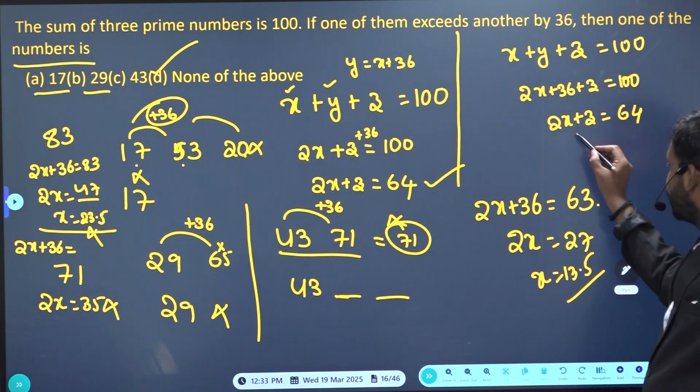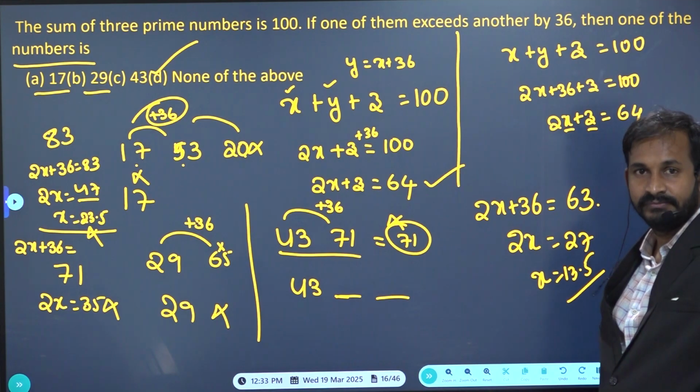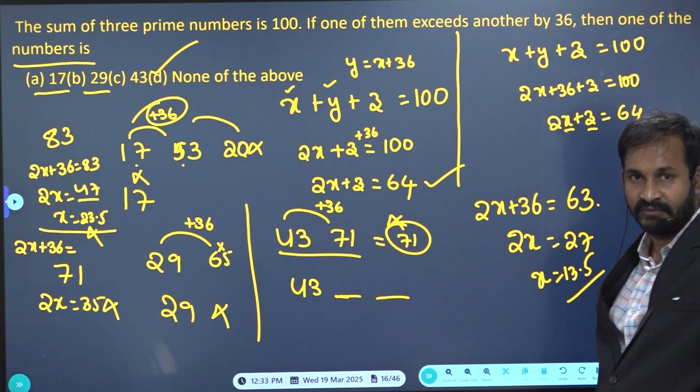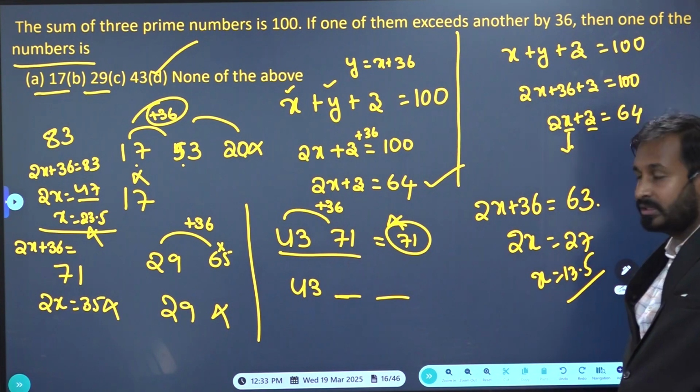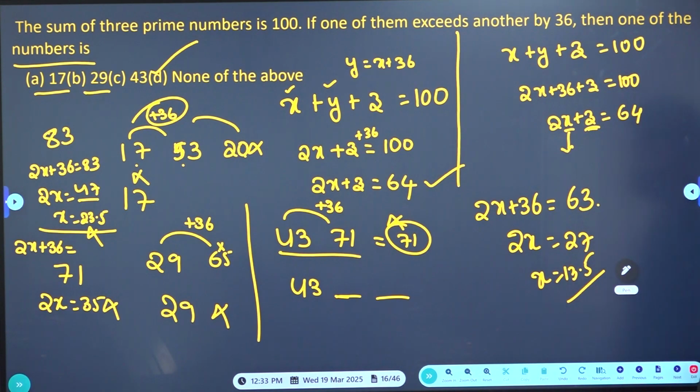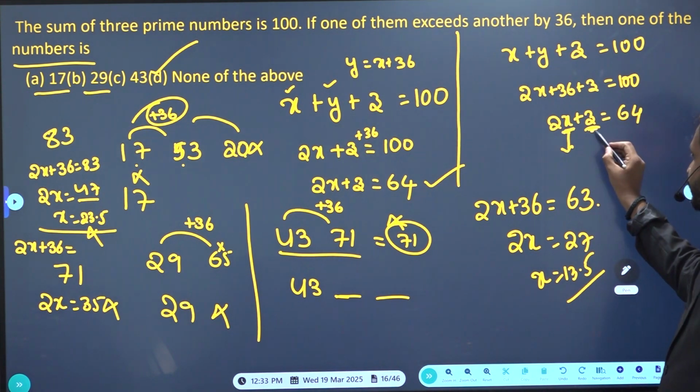Now tell me, in place of x what do I need to substitute, so that z also should be a prime number? Both should be prime numbers. x and z are prime numbers.